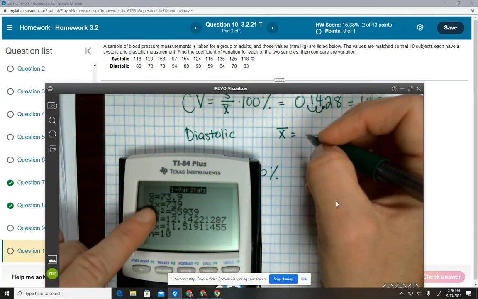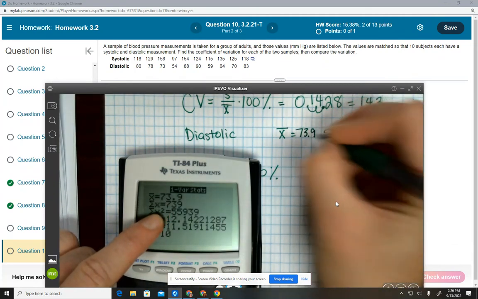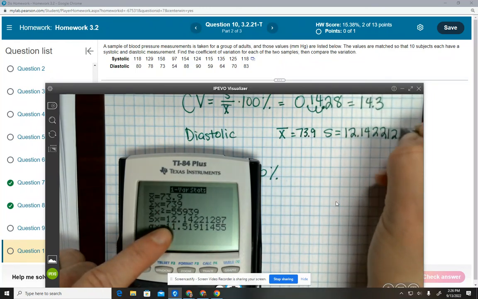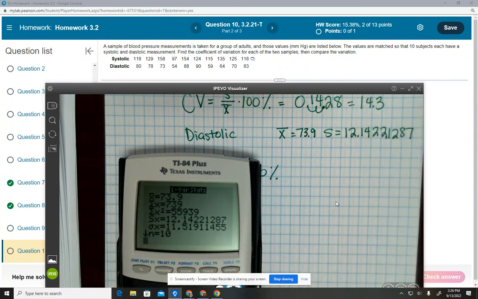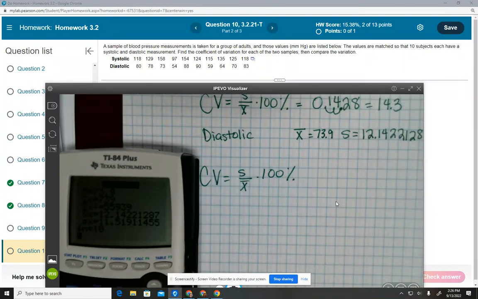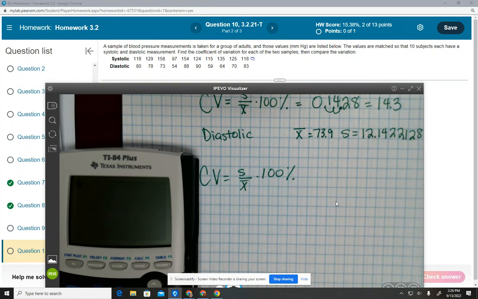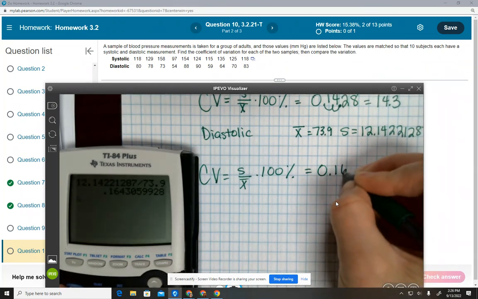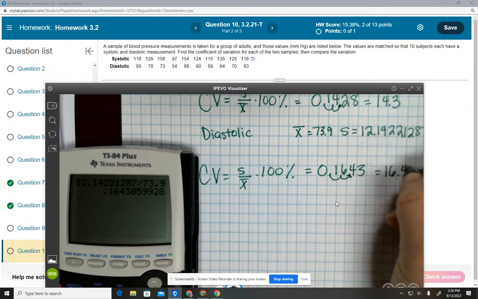Okay, so X bar is going to be 73.9. And then S of X. So I'm going to do as many decimals as possible. Then I'm going to do my CV, coefficient of variation. So I'm going to do S divided by my mean. And I'm going to move it over two places. So it's 16.4%.